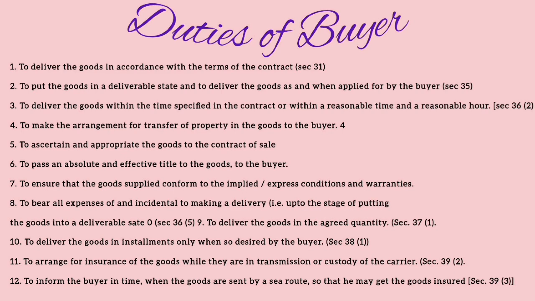Third is to deliver the goods within the time specified in the contract or within a reasonable time and a reasonable hour as given in section 36, subsection 2 and subsection 4. Fourth duty is to make the arrangement for transfer of property in the goods to the buyer, and the fifth is to appropriate the goods to the contract of sale. Sixth duty is to pass an absolute and effective title to the goods to the buyer.